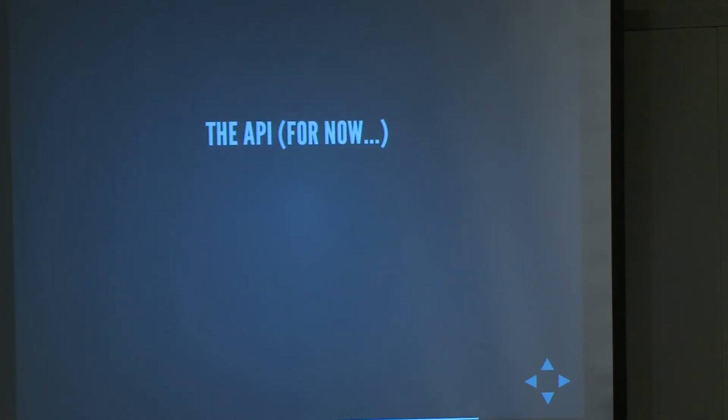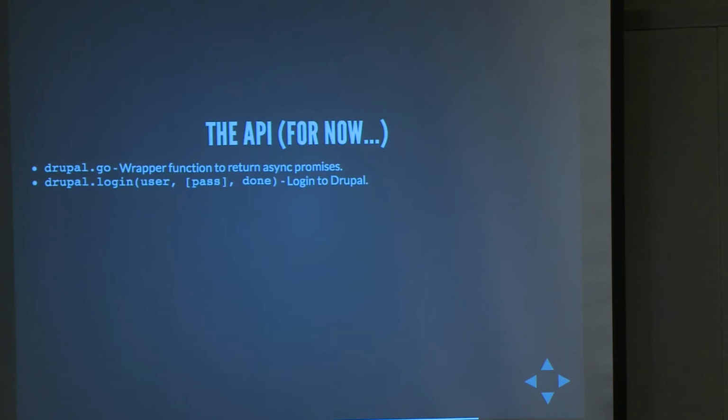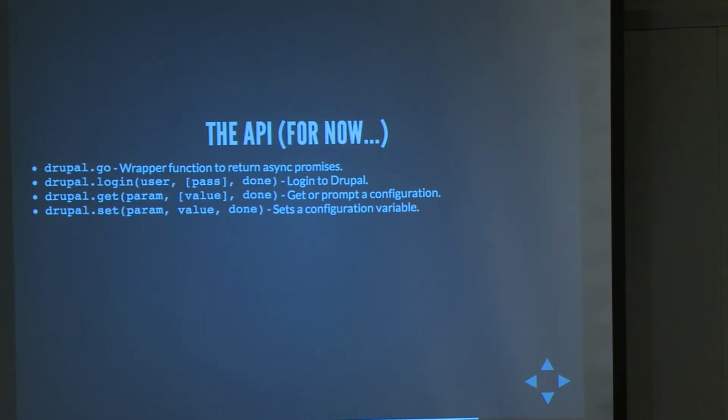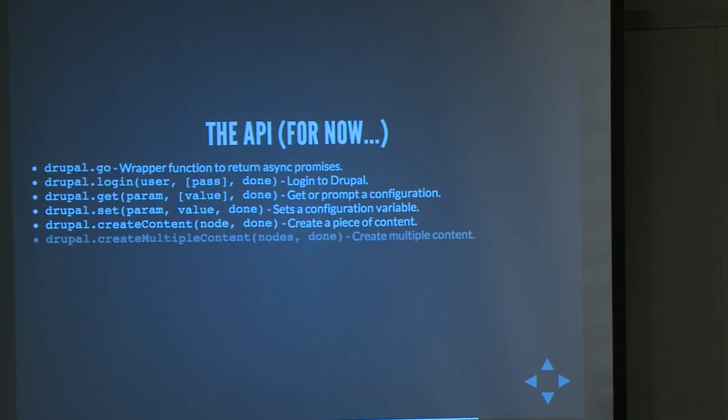So let's actually look at the API in Drupal Go. So obviously there's the Drupal Go, which is that Go wrapper that I showed you guys earlier. Log in. So you can say user pass done, log into Drupal. There's get, which actually will get a configuration from the incomp, so get a parameter. Set will set a configuration parameter. Create content. I'm going to show all this off to you guys, how this all uses. So I can create a piece of content.